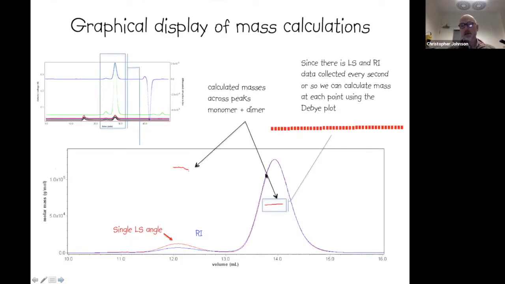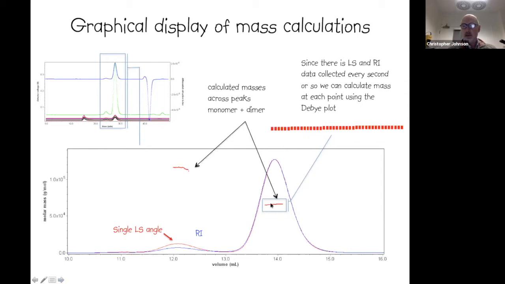So as I've said several times, we can determine the mass. In this case, this is the molar mass plotted out at every single point within the chromatogram using this so-called Debye plot. And this will generate the mass at different regions within the chromatogram. And so here we can see the monomer of BSA, and here we can see the dimer of BSA.